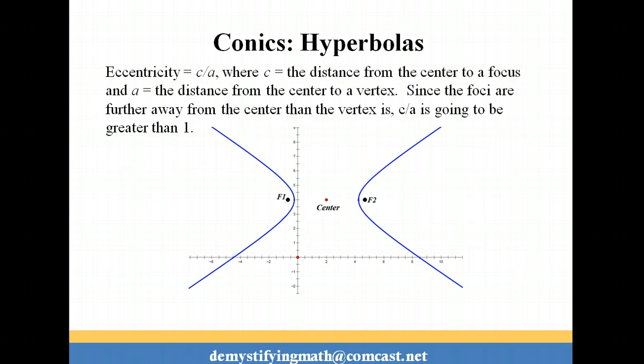Okay, let's talk a little bit about eccentricity. Eccentricity is defined as c over a. Again, the c is the distance from the center to the focal point, and a is the distance from the center to a vertex. Since the foci are further away from the center than the vertex is, c over a is always going to be greater than 1 for a hyperbola. Let's take a look at this in detail.